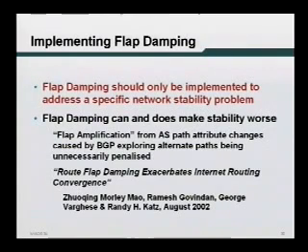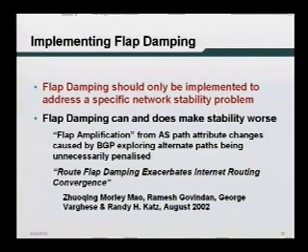Now, 10 years ago, this was actually pretty important to achieve, but I think since the turn of the century, at least certainly since 2001, there's been quite a lot of discussion and analysis of what flap damping is actually doing to the network. And I think the first bullet there is pretty important.